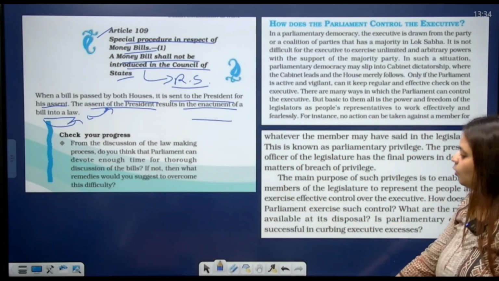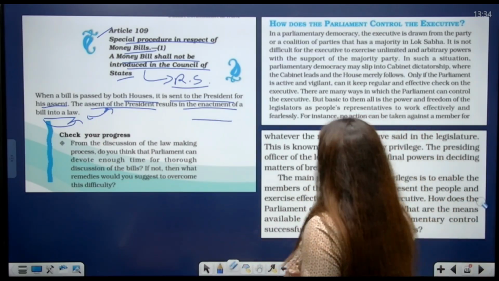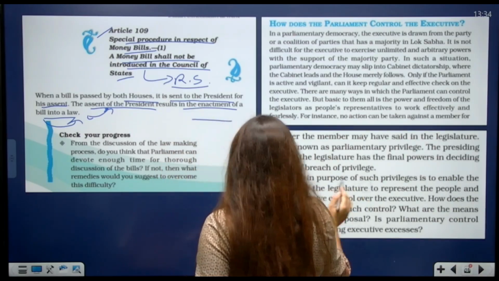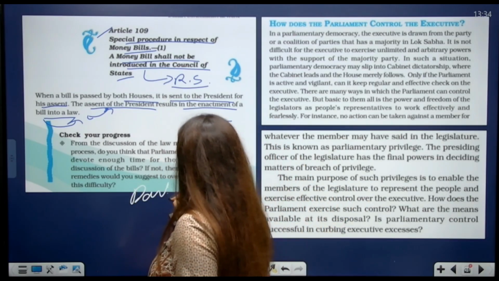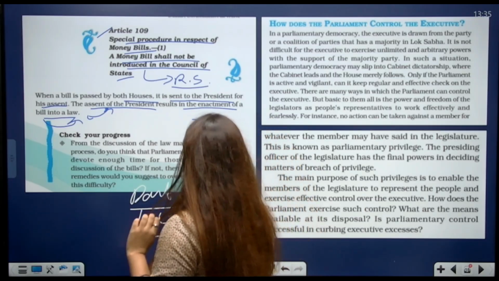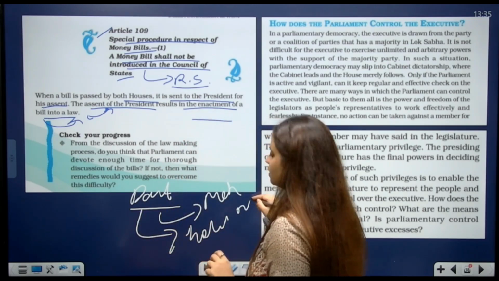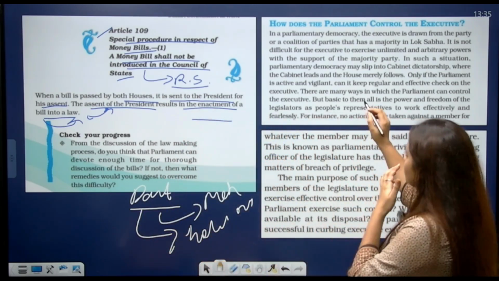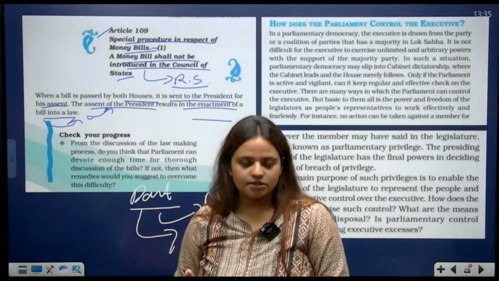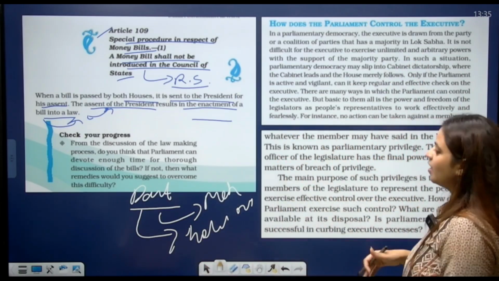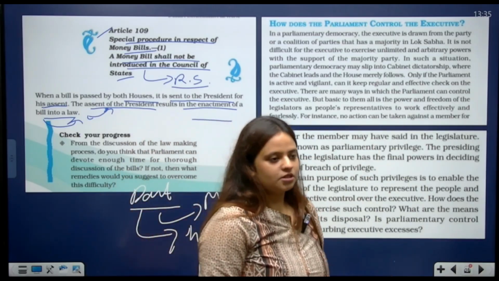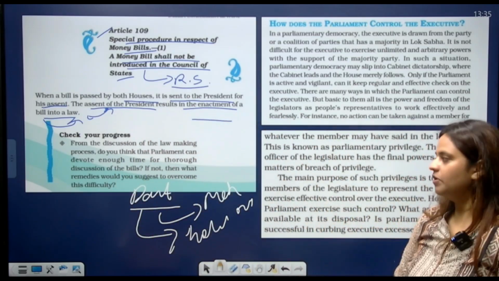Now when I was telling you about the parliament, as I have told you, parliament has two major features. First, to make laws, and secondly, it holds representatives accountable. So the parliament controls the executive, which means it holds the representatives accountable. There are many ways in which parliament holds the representatives accountable. It controls the executive in many ways.